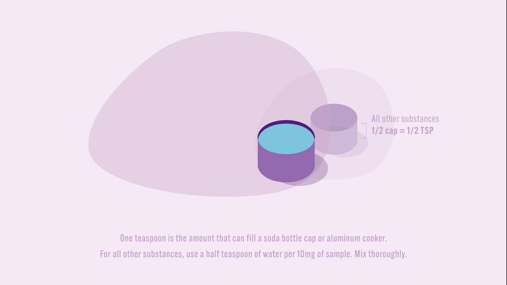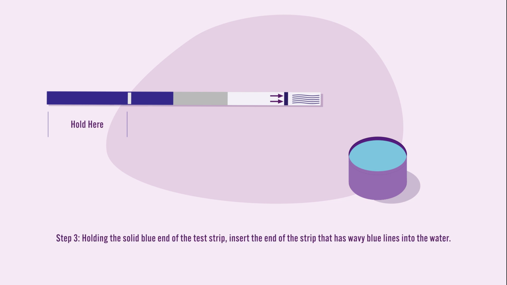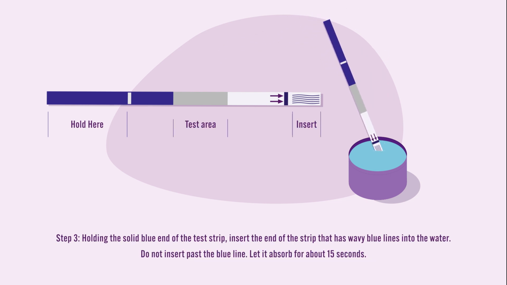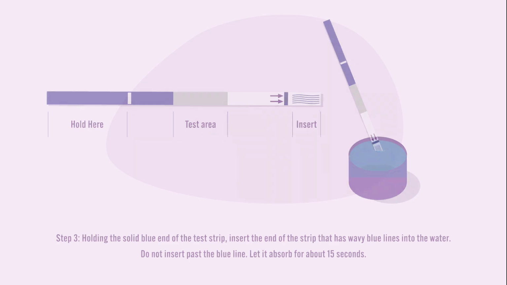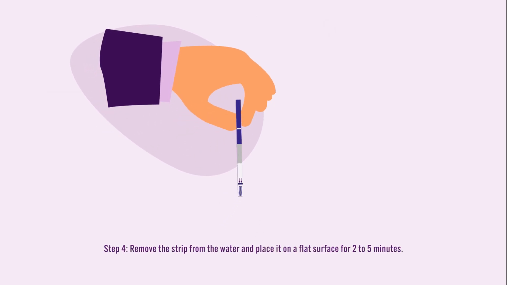Step 3. Holding the solid blue end of the test strip, insert the end of the strip that has wavy blue lines into the water. Do not insert past the blue line. Let it absorb for about 15 seconds. Step 4. Remove the strip from the water and place it on a flat surface for 2 to 5 minutes.